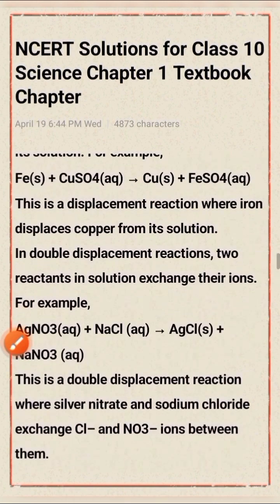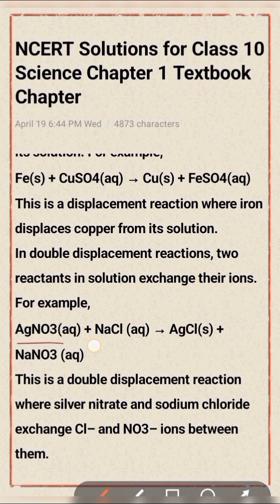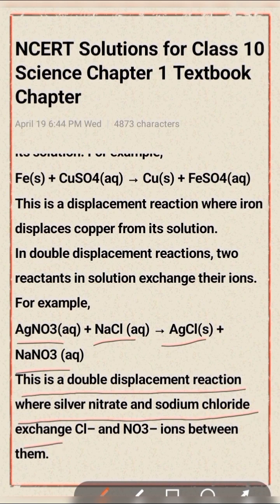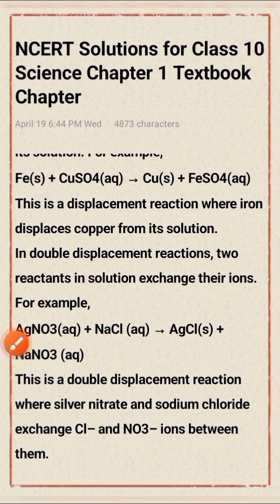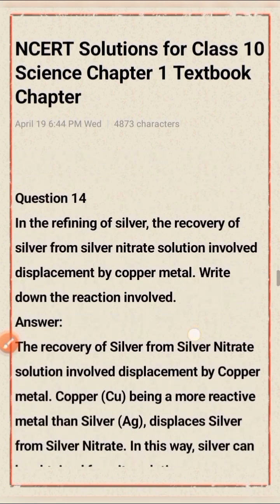Okay. In double displacement reaction, two reactants in solution exchange their ions. For example, silver nitrate AgNO3 reacts with sodium chloride NaCl to form silver chloride AgCl and sodium nitrate NaNO3, changing the ion partners. Okay. This is a double displacement reaction where silver nitrate and sodium chloride exchange chloride ions and nitrate ions between them. Clear, my dear viewers? Next question, question number 14.